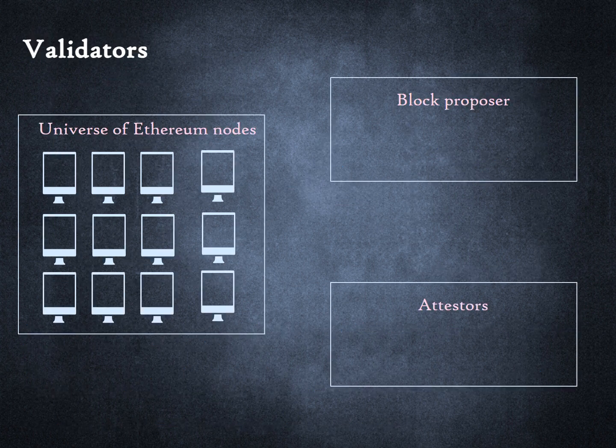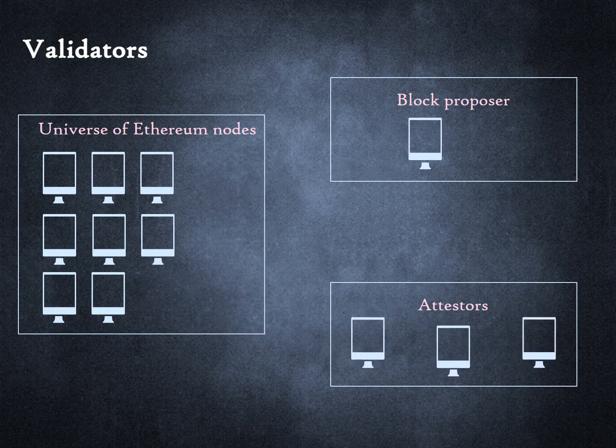So far, we have noted that the block proposer and the voters are chosen randomly from a pool of validators. These validators are a subset of all nodes in the network. So, how are these validators chosen? Next, we will answer this question.